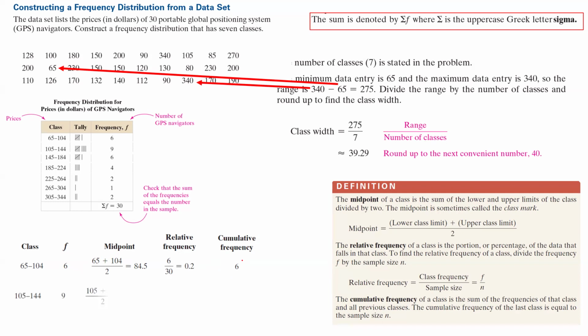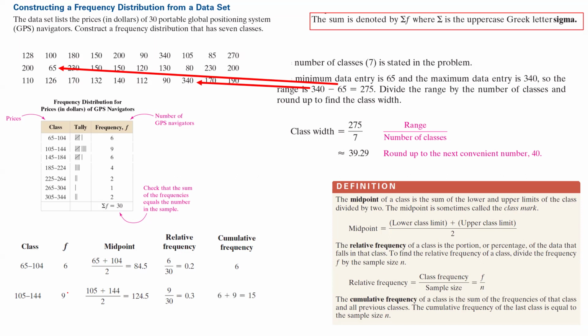Let us move on to the second class. The second class starts at 105 and stops at 144. The frequency that we calculated is 9. The midpoint, 104 plus 144 over 2 is 124.5, which is the representative of the second class. Now let us find the relative frequency. The relative frequency is 9 divided by 30, which gives you 30% or 0.3. Now to find the cumulative frequency, you're going to add these two frequencies together. It is 15.